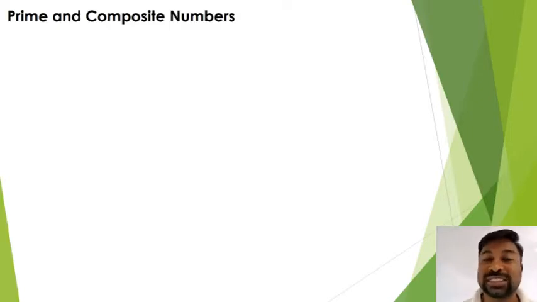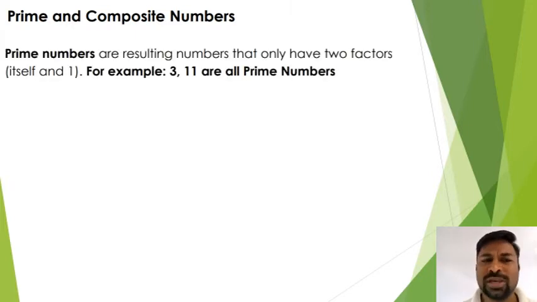So let's go for the first concept. Today I'm going to discuss the prime concept. So what is a prime number? Here comes the slide in front of you. Prime numbers are numbers that have only two factors, that is 1 and itself. I repeat, prime numbers are the numbers which have only two factors. What are those? It's nothing but only 1 and itself. Of course, I can give you examples: 3 and 11.